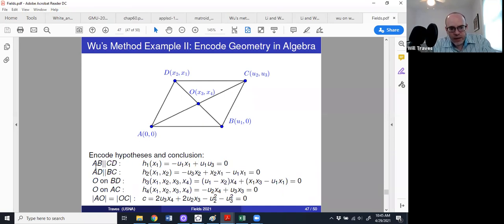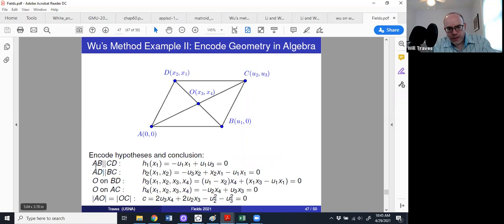I want to encode that AB is parallel to CD, that these two sides of a parallelogram should be parallel, right? One way to do that is to calculate the slope of AB, which is 0, and make sure that the slope of CD is also equal to 0. And if you do that, you get this polynomial here, the H1.